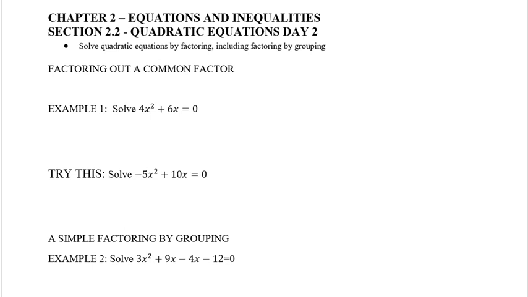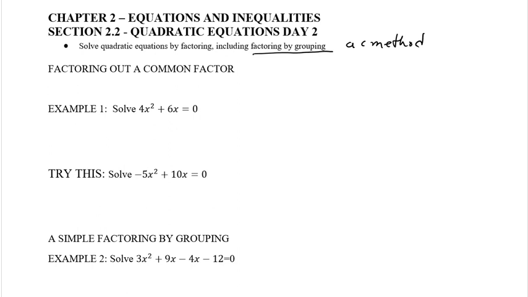Alright, in this video we're going to talk about factoring by grouping, also known to some as the AC method. Now, when we factor by grouping, first of all we're going to talk about factoring out a common factor. And we can solve by factoring out a common factor.